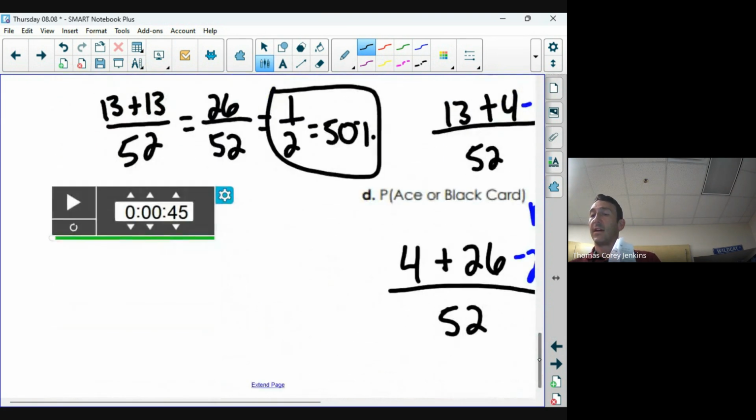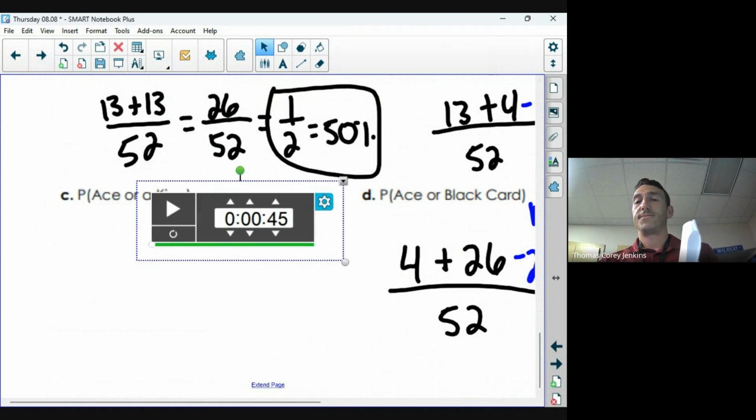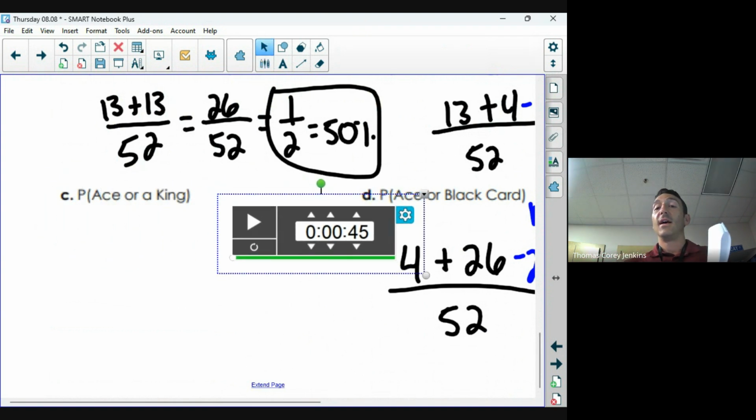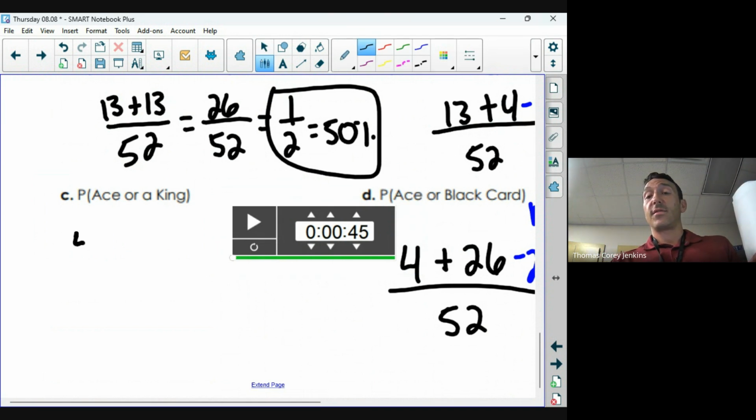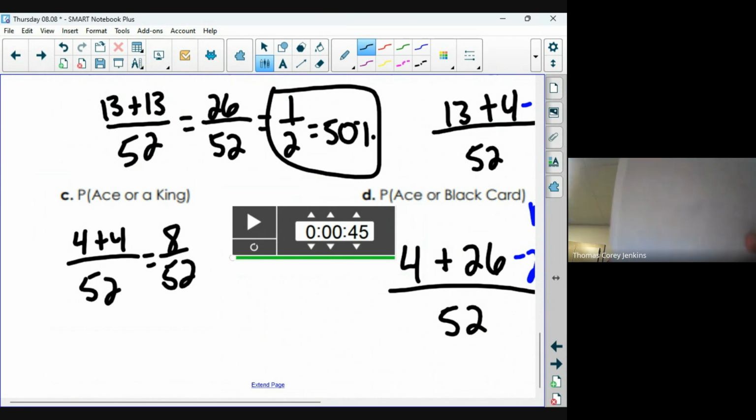Then the last one, if you got there, depending on which order you went, ace or king. First of all, this is mutually exclusive because there are no repeated aces or kings. So we just do 4 aces plus 4 kings out of 52, and that's 8 out of 52, which reduces to 2 out of 13.